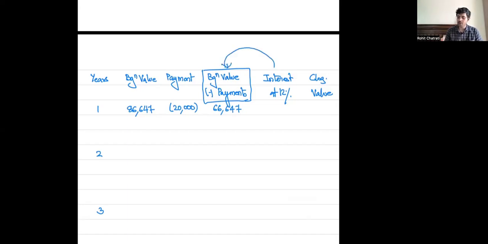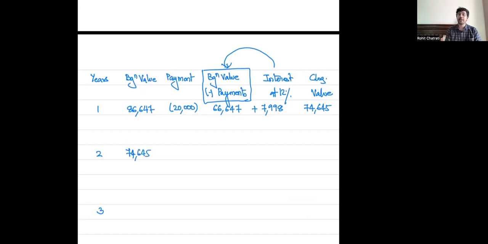Interest is going to be computed on beginning value less payments. So I am having 66,647 multiplied by 12 percent, which is 7,998. And the closing value will be 66,647 plus 7,998, which is equal to 74,645. So when I prepare the balance sheet for the end of year one, I will have a lease liability of 74,645. The ending value for year one will become the beginning value for year two.